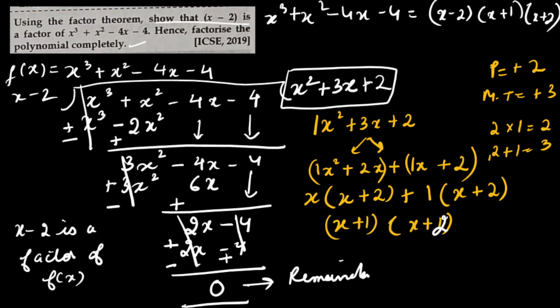x plus 1, and yes, I just wrote x plus 2 by mistake. x plus 1 two times, so this is x plus 1 and x plus 2. So we have completed this question. Any doubt? Okay, let's do the next question now.